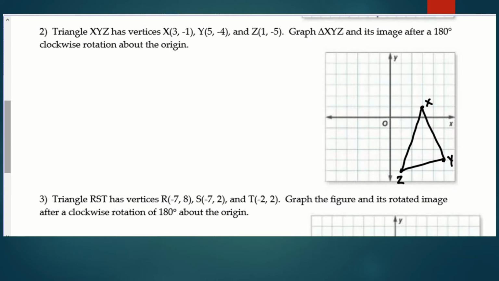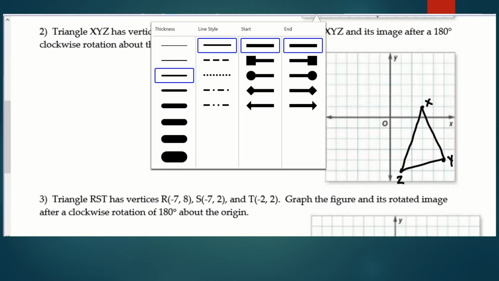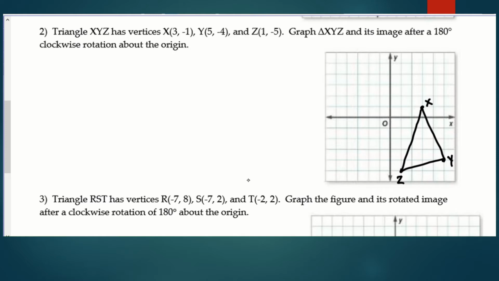Okay. So now we're going to look at triangle X, Y, Z. So mine is actually already drawn in. I apologize, I actually did this a little bit earlier. So here's my original triangle X, Y, Z, located at the points given to me.